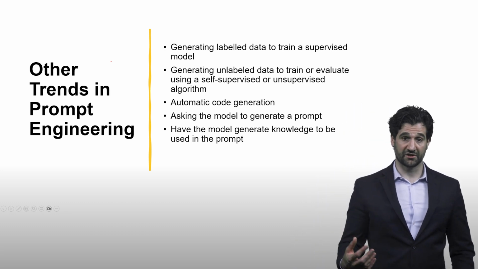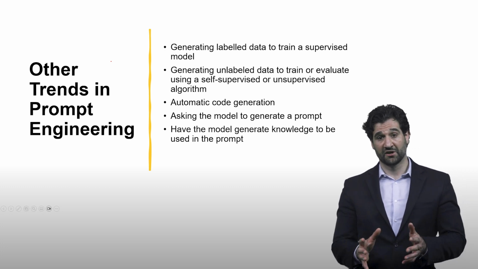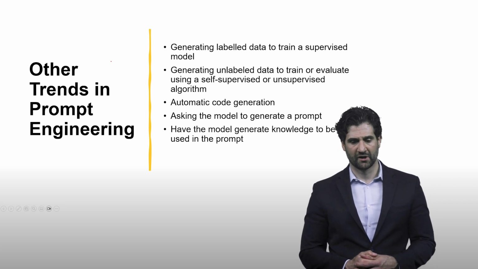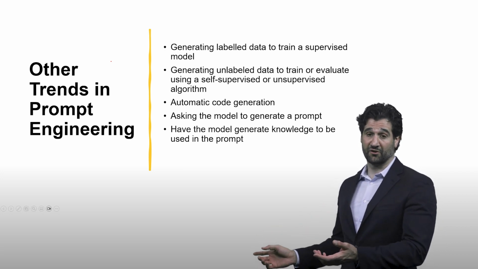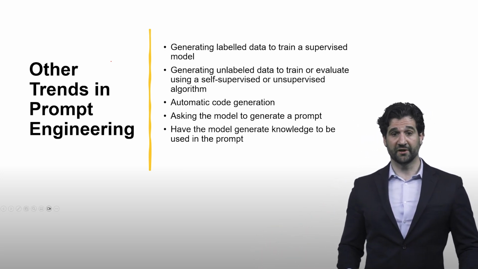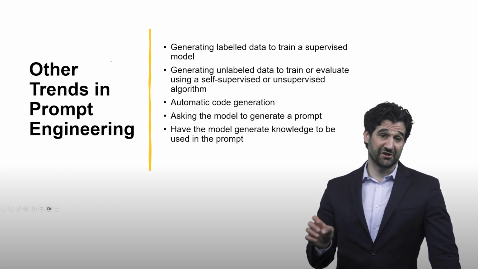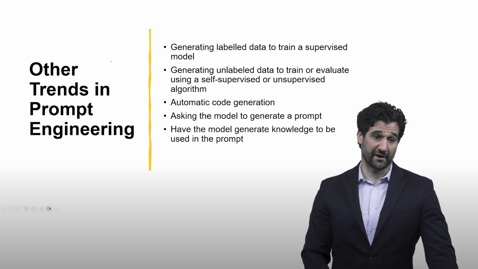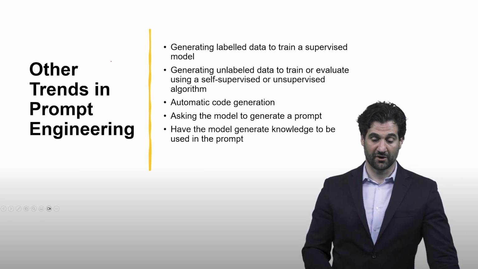Automatic code generation is an emerging use case that there's been a lot of success with, particularly with very small coding requirements. Asking the large language model itself to generate a prompt to answer a question has also been shown to be effective. And then have the model generate knowledge to use as context for the prompt. And we kind of saw examples like this when we talked about reasoning, where saying walk through step by step, that's kind of going down this road of generating knowledge to be used in the prompt.